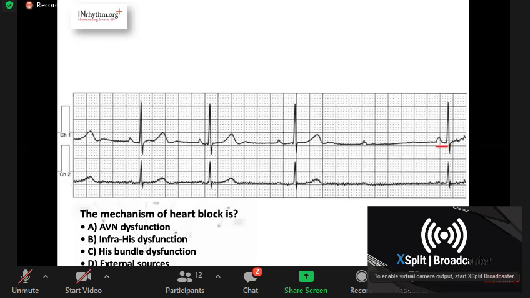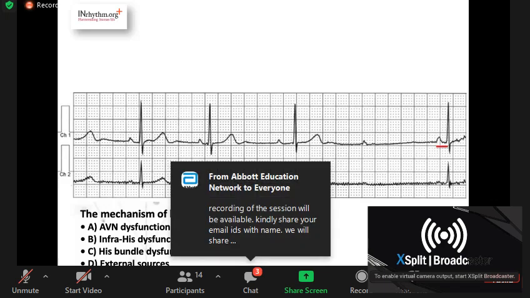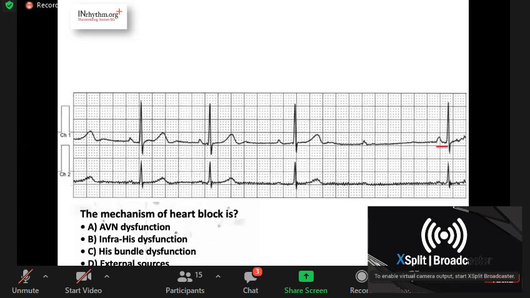Just to initiate, whenever you look at an ECG, you must try to caliper the PP and the RR interval. In a normal sinus rhythm, you expect the PP and the RR interval, along with the PR interval, to be pretty constant. If you caliper that, it makes your life easier.